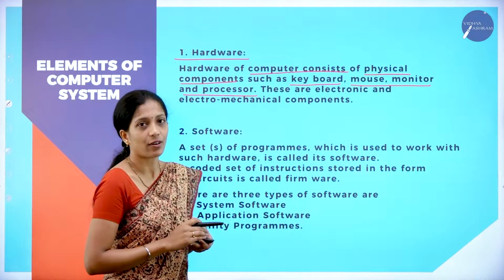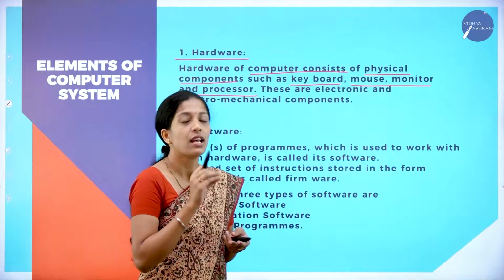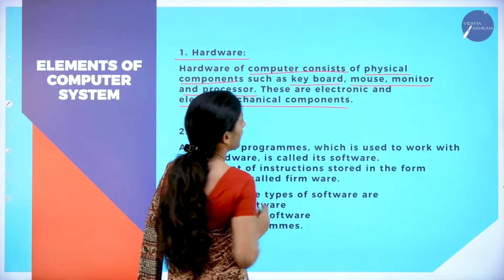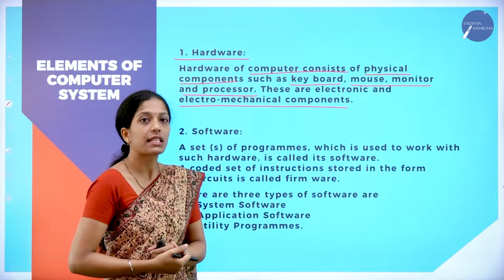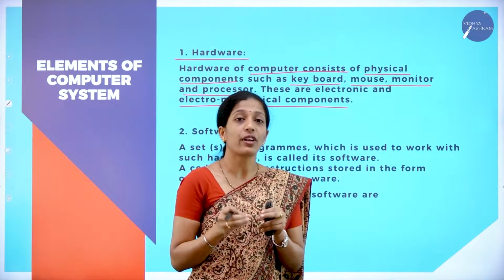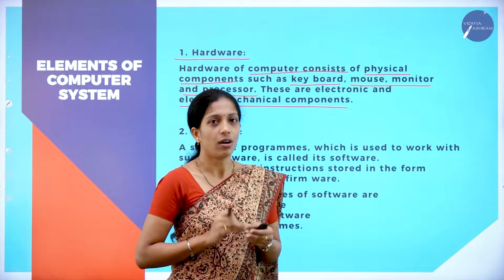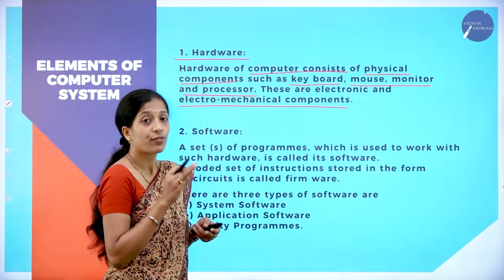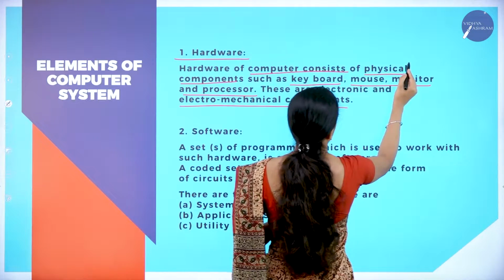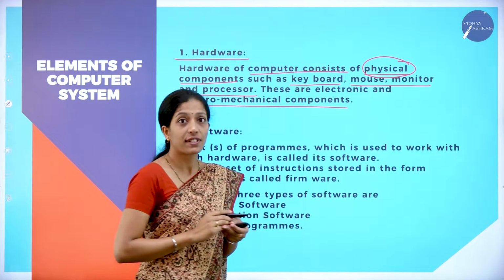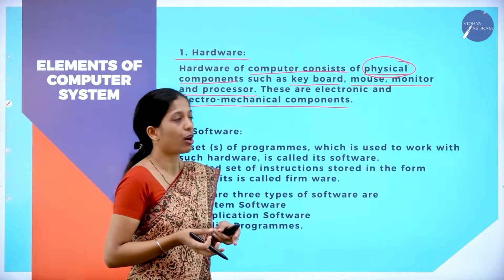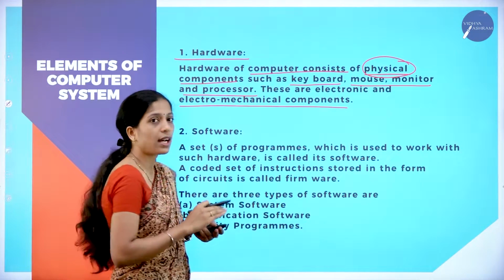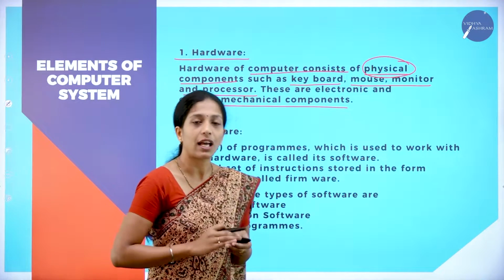So these are the hardware, where you can see those components. These are electronic and electromechanical components. Of course, we know a computer is an electronic device, so whatever components are related to it are also electronic in nature. So this you have to remember: hardware of a computer consists of physical components, for example keyboard, mouse, monitor and processor, which are electronic as well as electromechanical devices.